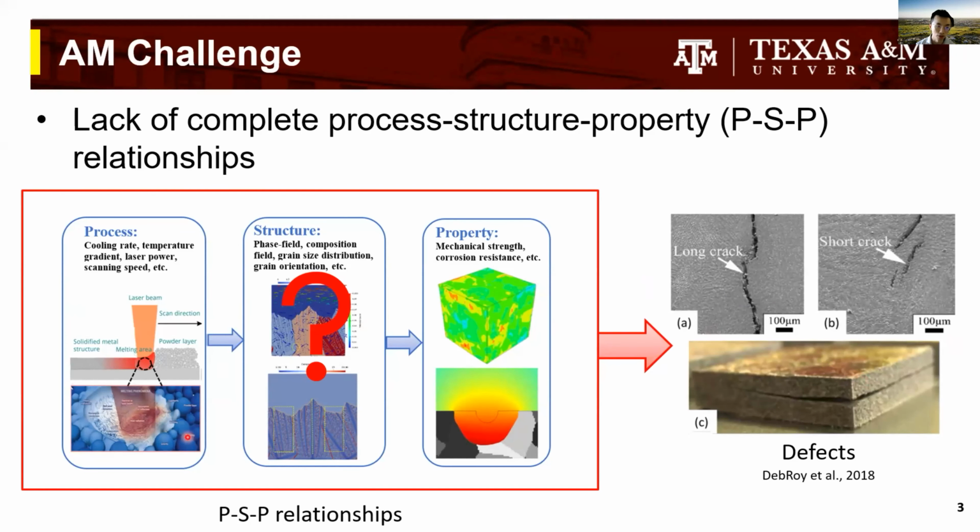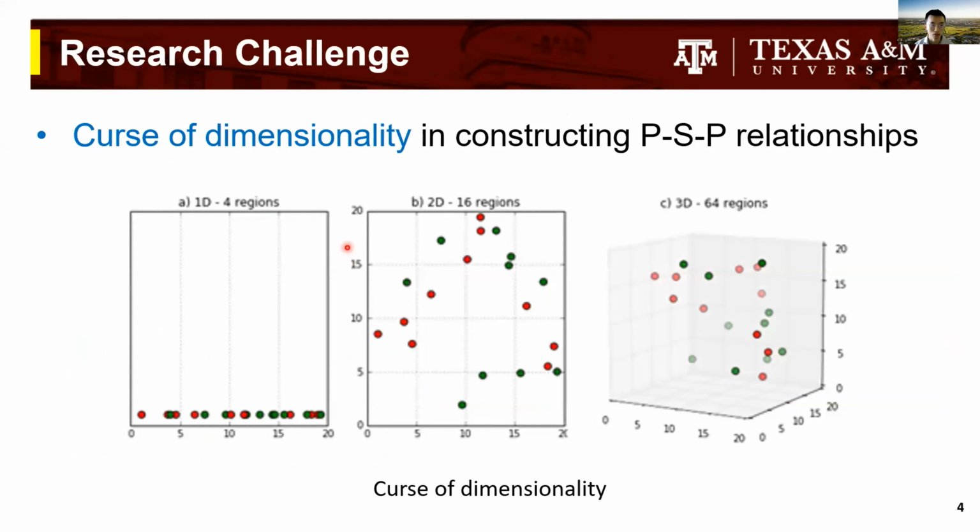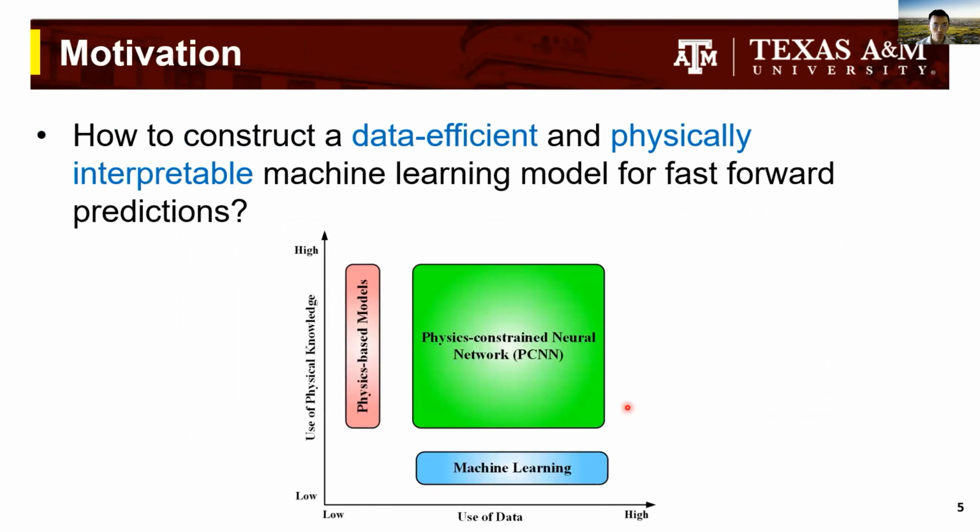However, as you can see, this PSP relationship is a really high-dimensional relationship in material science or this manufacturing process. And this also causes the well-known curse of dimensionality in the design space. Because when you increase the dimension of the design space, your training data will quickly become sparse and overfitting can occur. So how can we handle this curse of dimensionality? Because for complex engineering problems, we don't have enough training data for metal additive manufacturing.